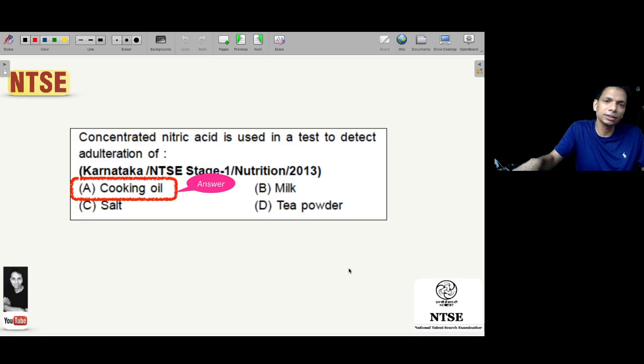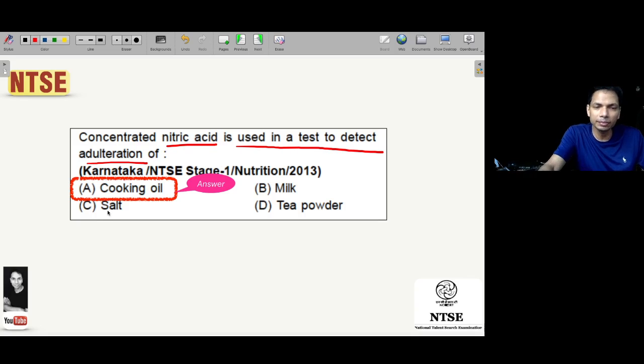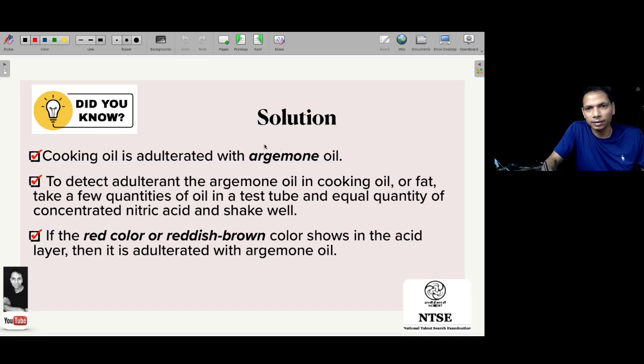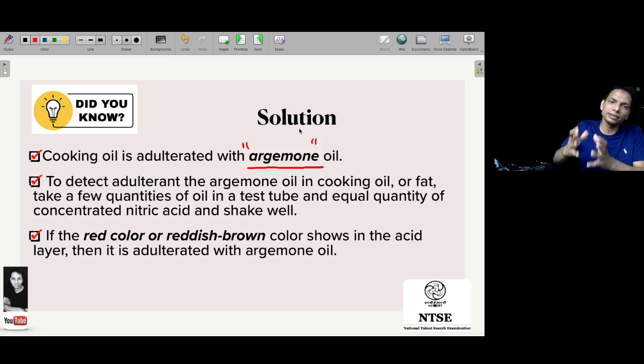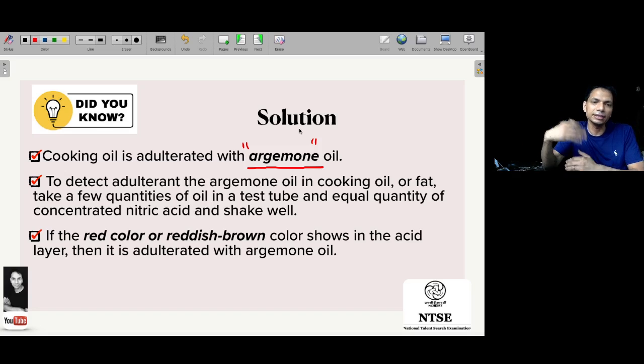So the answer is cooking oil. Concentrated nitric acid is used in the test to detect adulteration of cooking oil. Cooking oil can be mixed with a cheap oil called argemone oil. This argemone oil is basically an adulterant. You mix this in the cooking oil to increase its volume, and people sell it, which is how they are cheating the people.